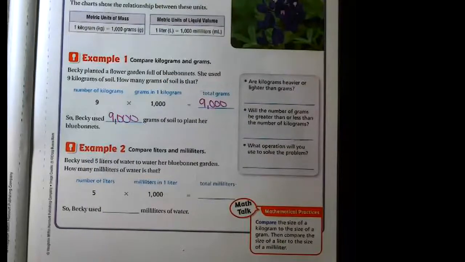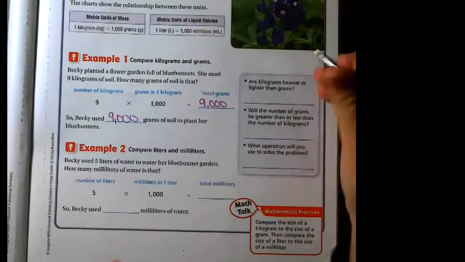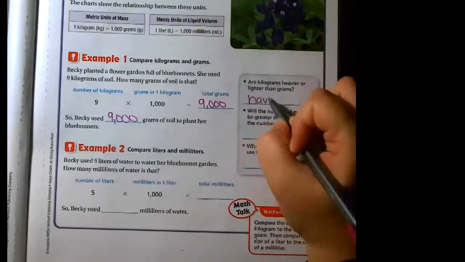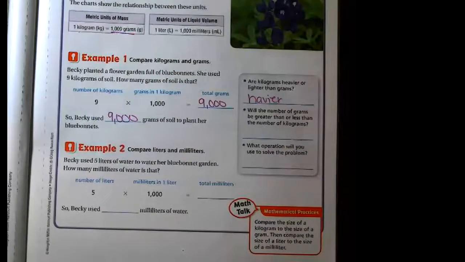We have a couple questions over here. It says, are kilograms heavier or lighter than a gram? What do you think? Right, they are actually heavier. And we know this because it takes 1,000 grams to make 1 kilogram, which means a kilogram has to be heavier than a gram because it is 1,000 times heavier than 1 gram.